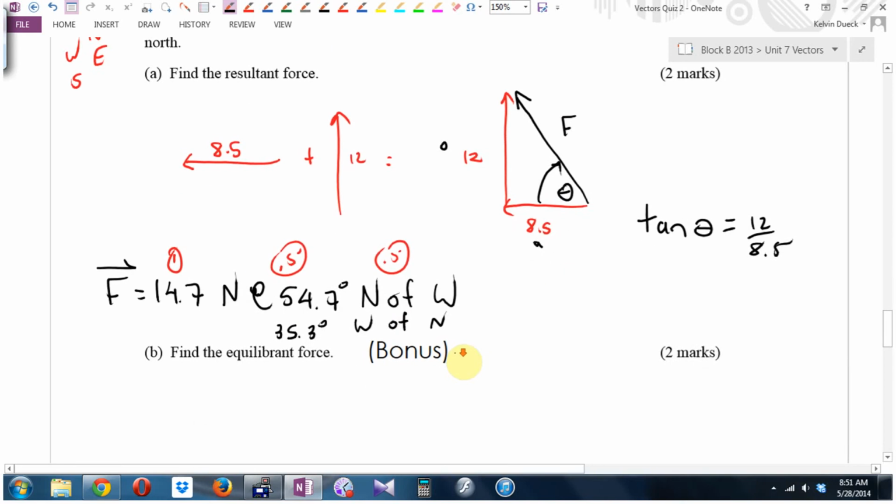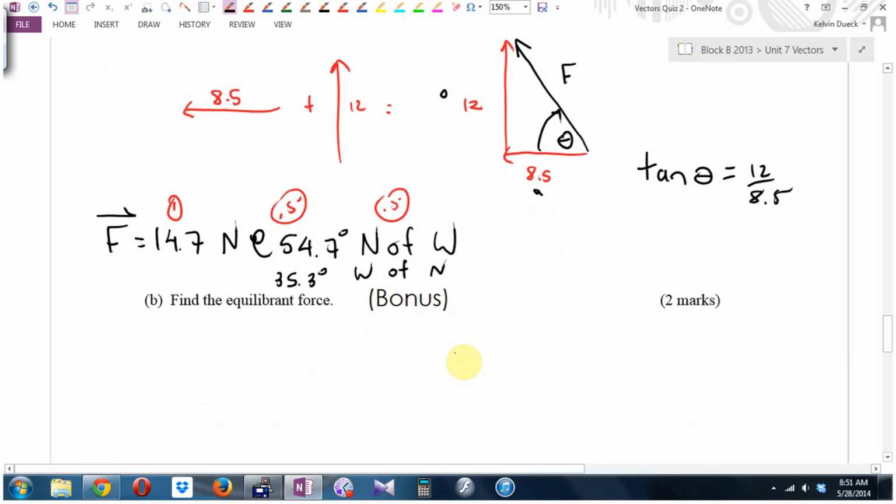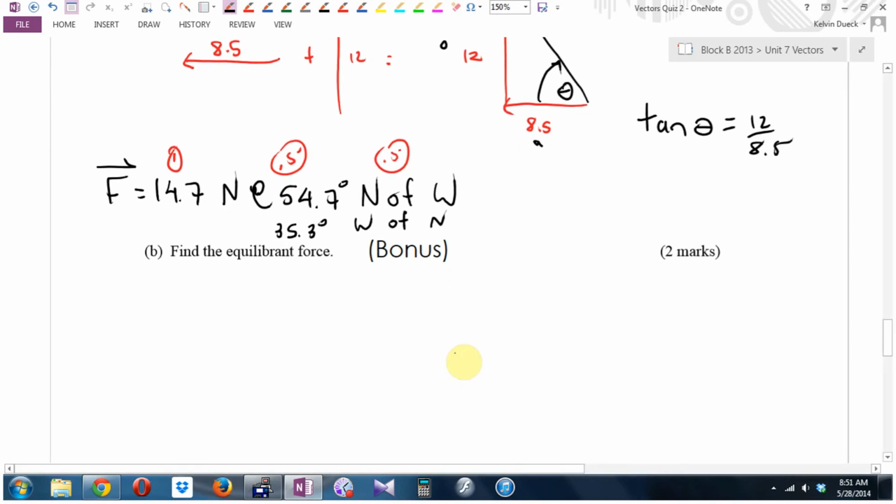Then B, I said bonus, find the equilibrant force. The equilibrant force is the force that exactly cancels out this one. Here's what we're really saying: you want all three forces to add to 0. How big is the first force? 8.5. How big is the second force? 12. What would 0 displacement look like? Where would I end up?